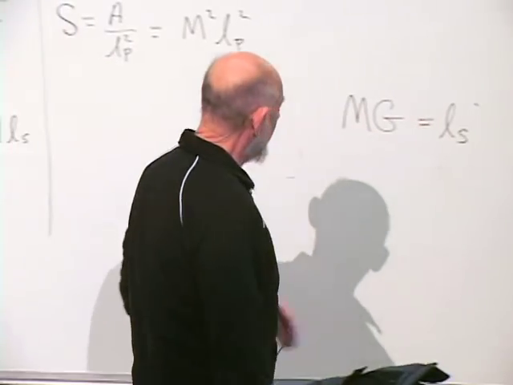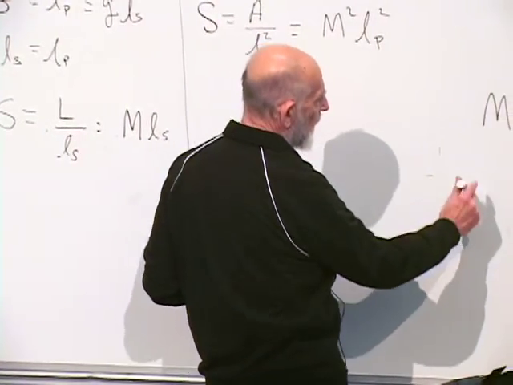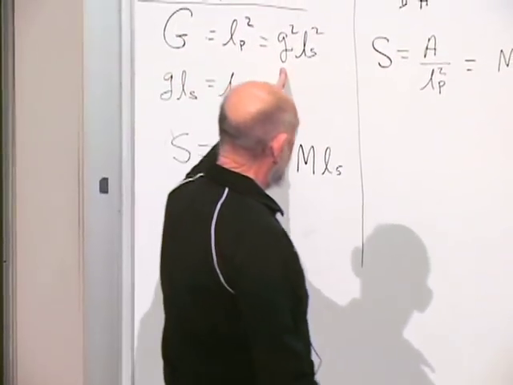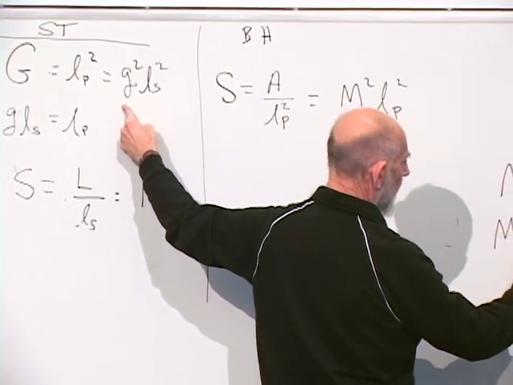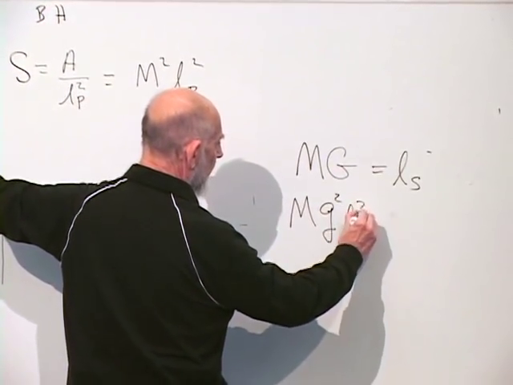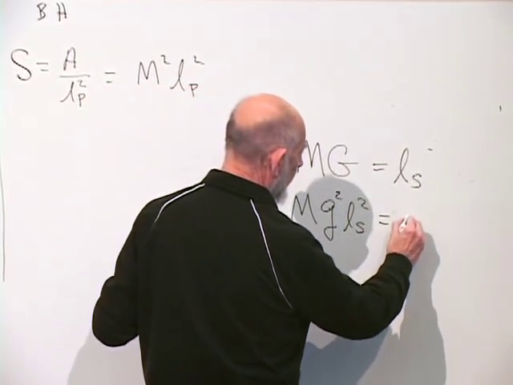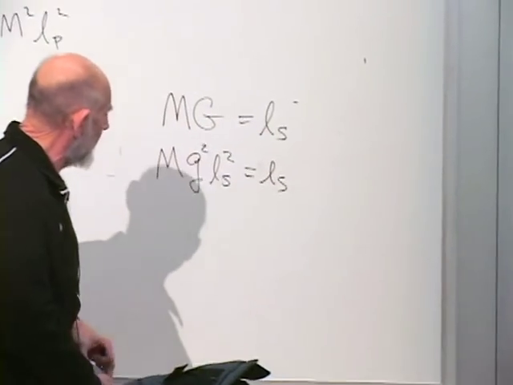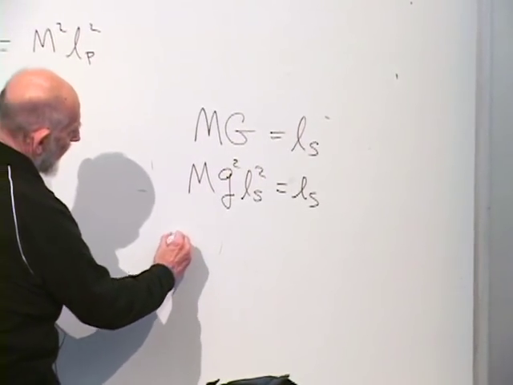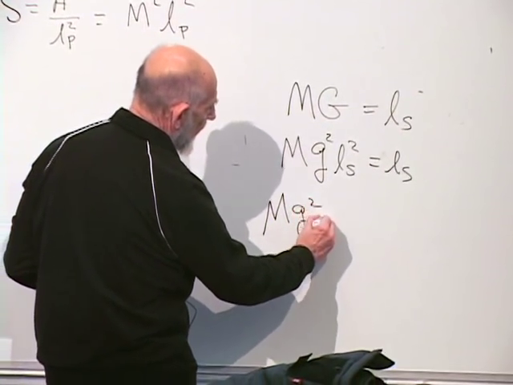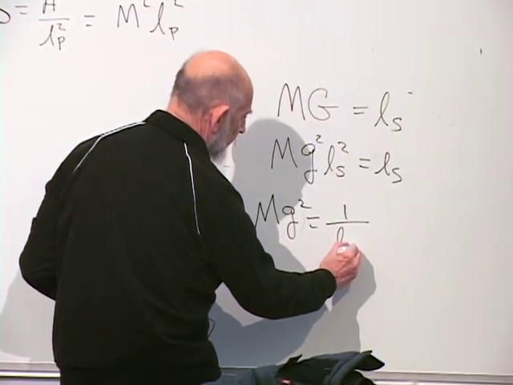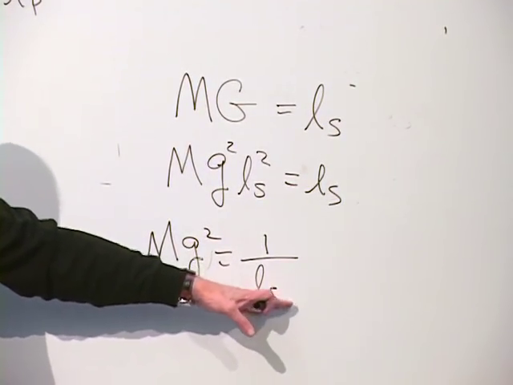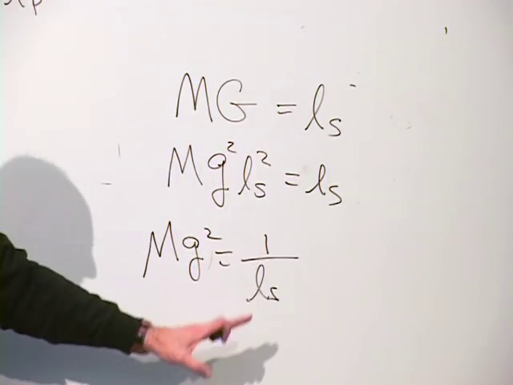It's also a curve. Why is it a curve? Because it's the curve M. Now, big G is little g squared L string squared, which equals L string. Again, we're keeping L string fixed, so just think of it as a number. And it becomes the curve m g squared equals 1 over L string. I emphasize, the right-hand side is just a number. It's whatever we choose for the unit of L string.